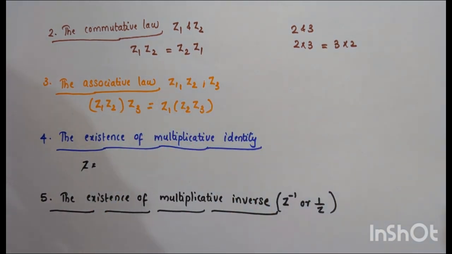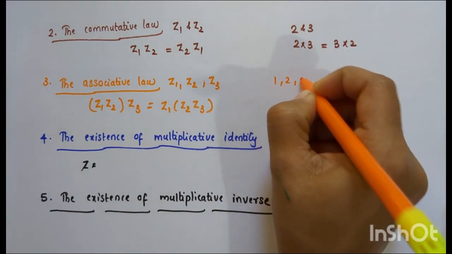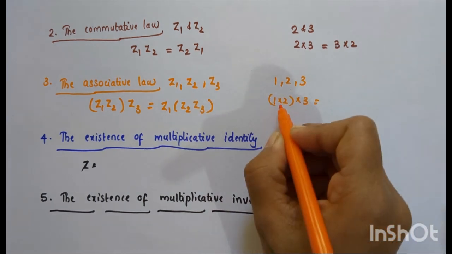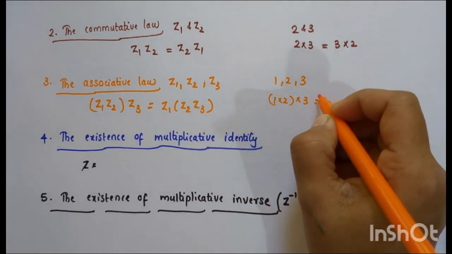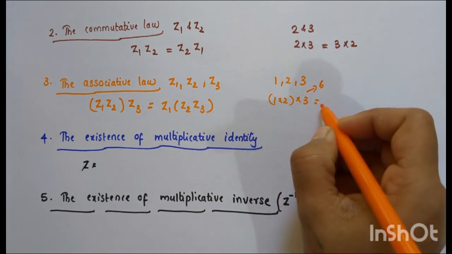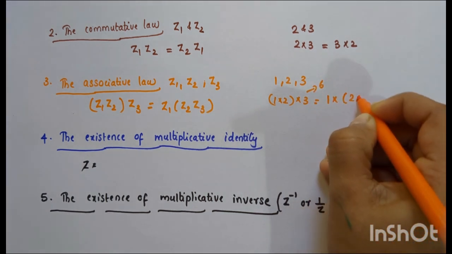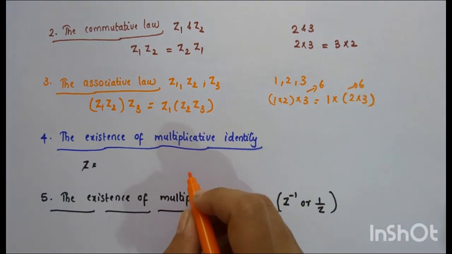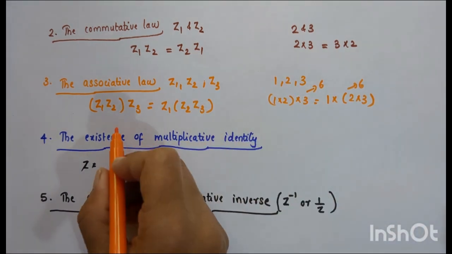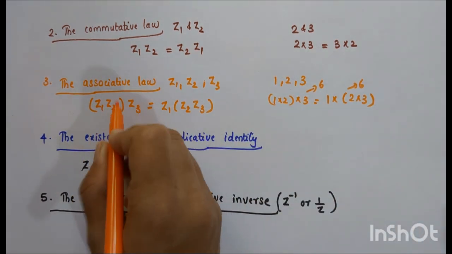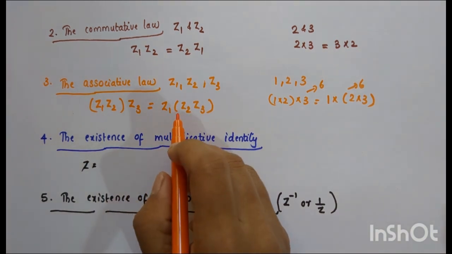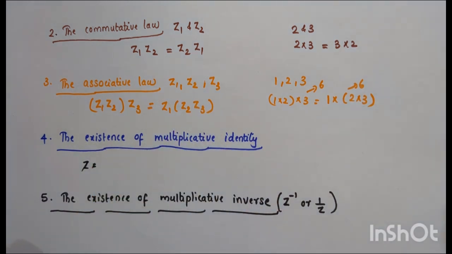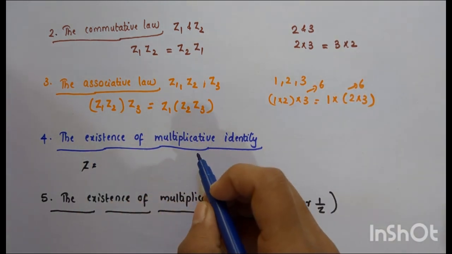That is, if you consider some real numbers 1, 2 and 3, see (1 into 2) into 3 is actually equal to what? 1 into 2 is 2, 2 into 3 is 6. Okay. Similarly, if you find out 1 into (2 into 3), 2 into 3 is 6, 6 into 1 is 6. So both are the same. This is the case for the real numbers. Similarly, for complex numbers as well, (Z1 into Z2) into Z3 will be equal to Z1 into (Z2 into Z3). Okay.